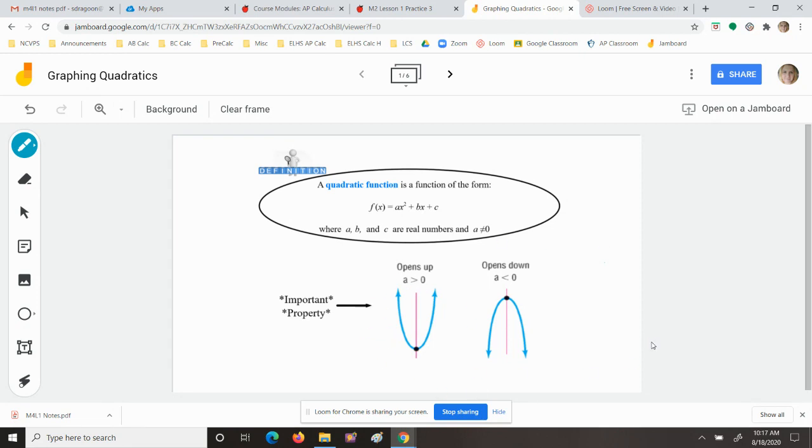If a is negative, the number with the x squared is negative, that means your quadratic is going to open down. So the graph is going to open down. That's important to remember. That can help you a lot when you're matching a quadratic function to the graph. If you know that property, that sometimes can help you eliminate answer choices.